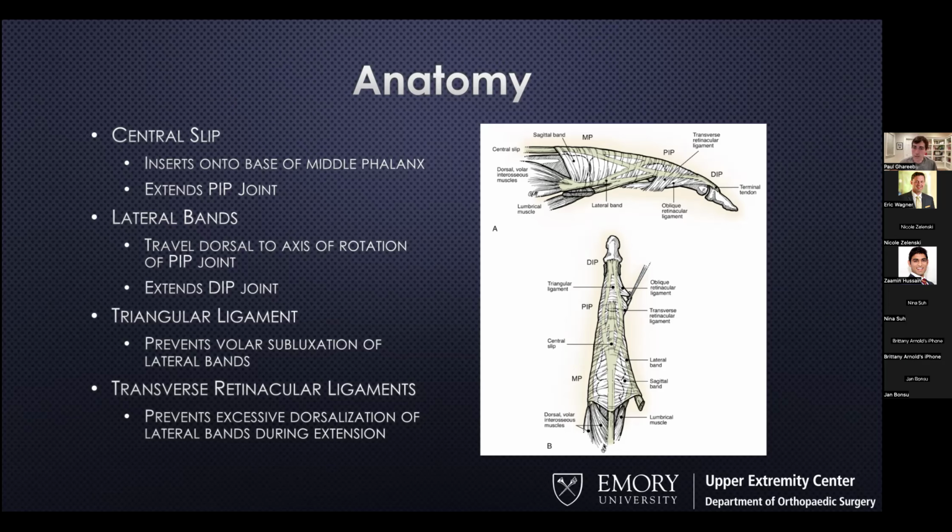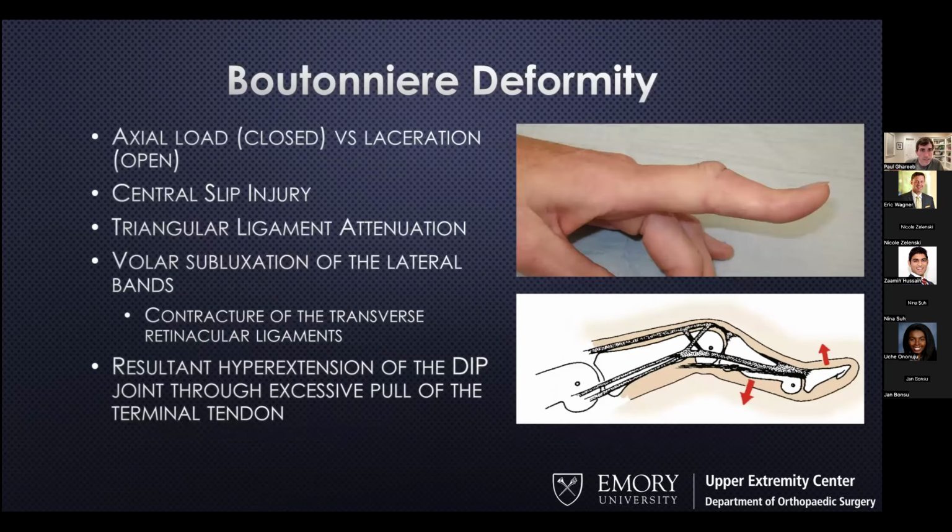You have the triangular ligament, just distal to the insertion of the central slip, which keeps the lateral bands together and prevents volar subluxation of the lateral bands. And lastly, you have the transverse retinacular ligaments, which you can see over the middle phalanx, and they prevent excessive dorsalization of the lateral bands during extension. All of these things play a part in boutonniere deformity and its management.